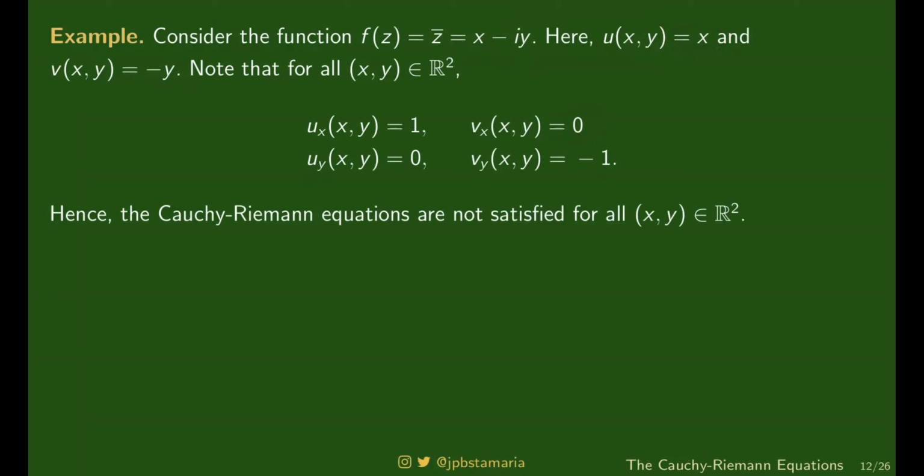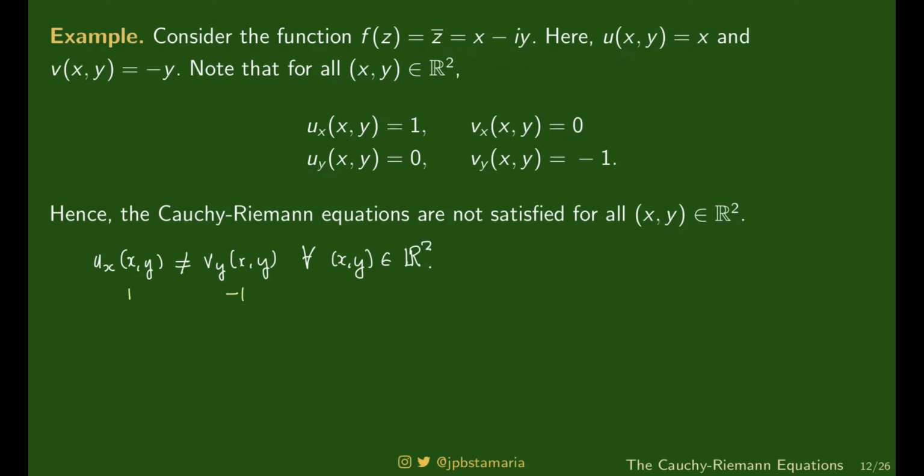In particular, yung una, yung ux never mag-equal sa vy for all xy. Kasi tignan nyo, ang ux ay 1, laging 1, ito ay negative 1. So, hindi sila mag-agree at any point. Okay, in the Cartesian plane or in the plane R2.